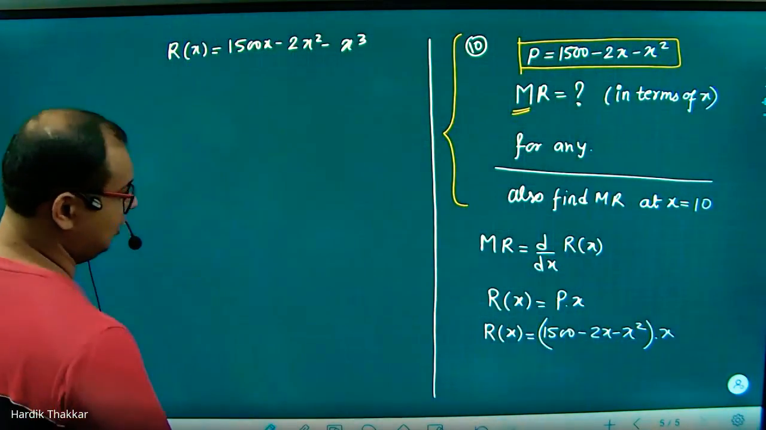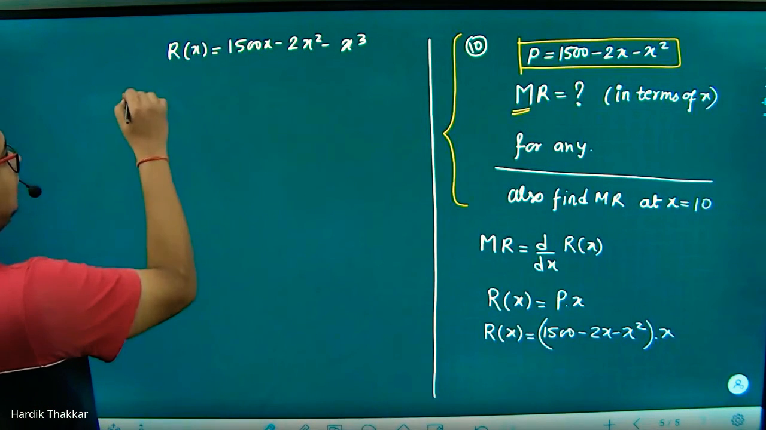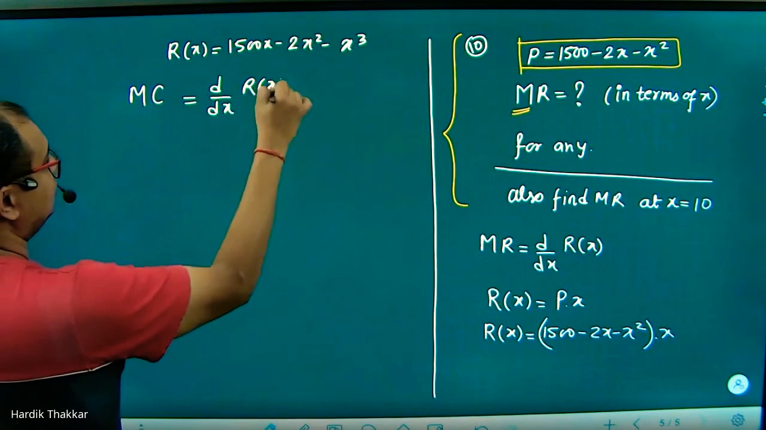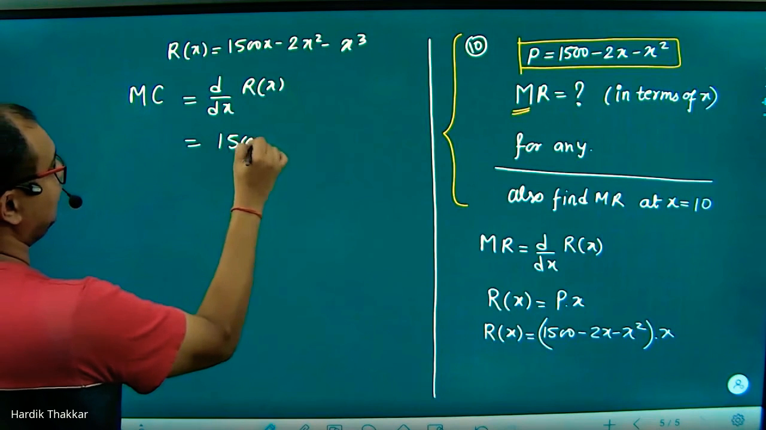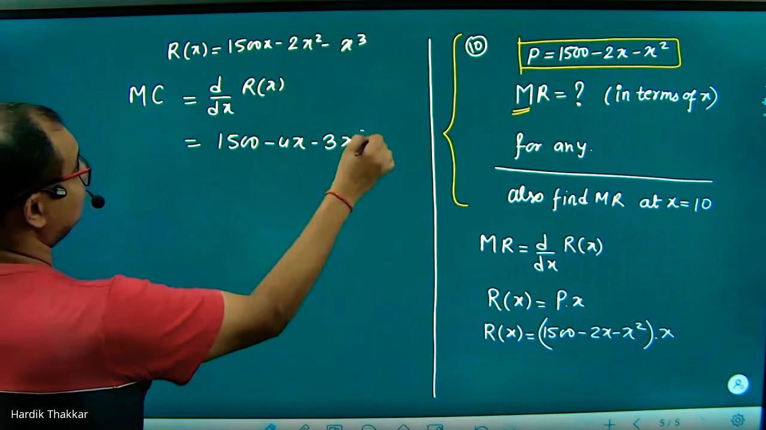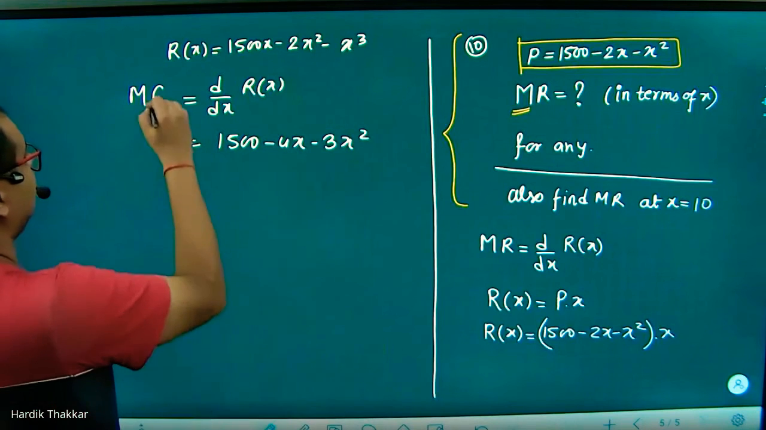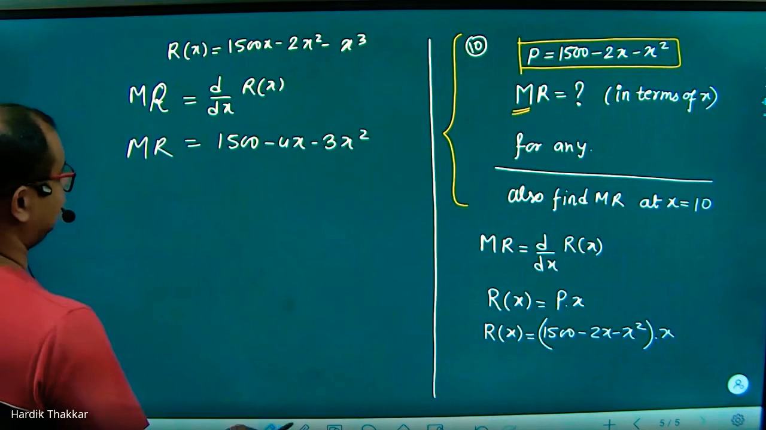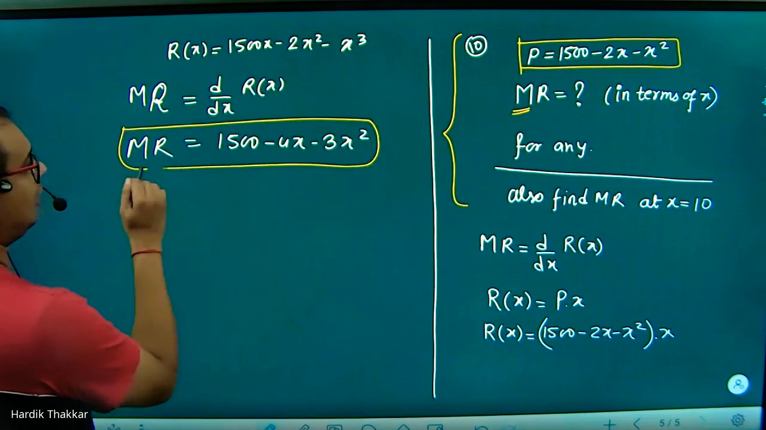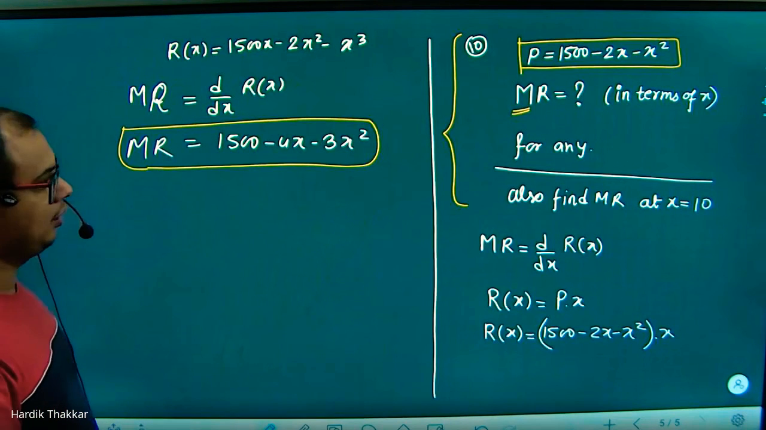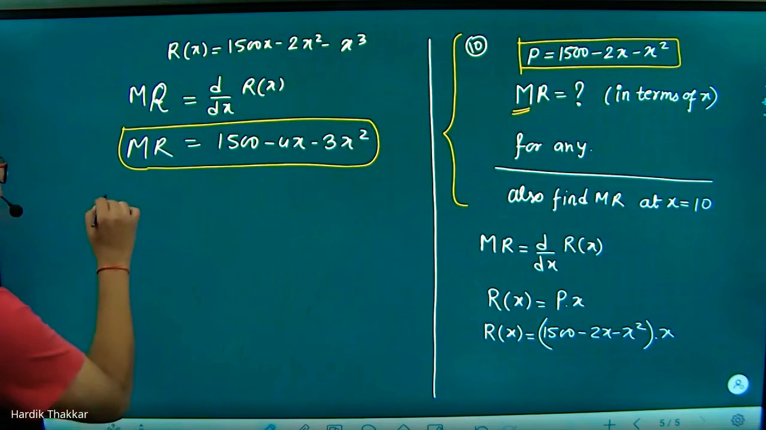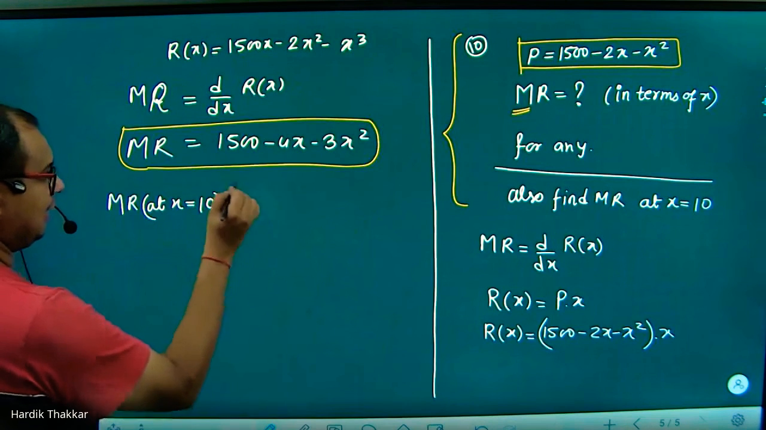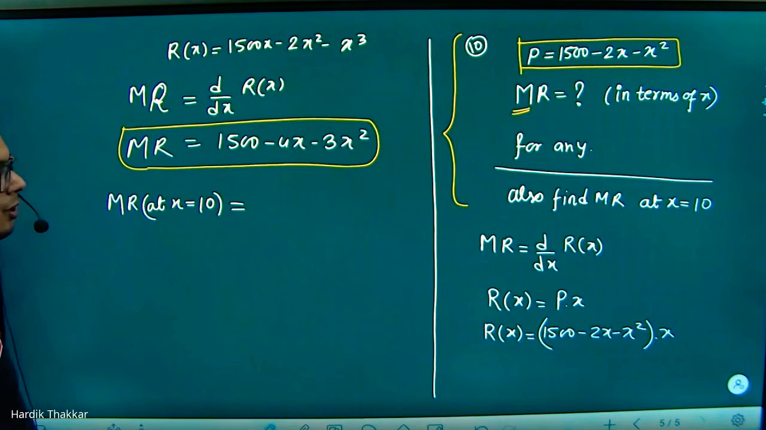Okay. Further, we have to find marginal revenue. So MR will be d by dx of R of x. So the derivative of R of x will be 1500 minus 4x minus 3x square. Sorry, MR, marginal revenue. MR is equal to this. So this will be the answer of the first part. Clear? Okay. Further, we have to find MR at x is equal to 10. So simply put 10 in this equation and you'll get MR at x is equal to 10.